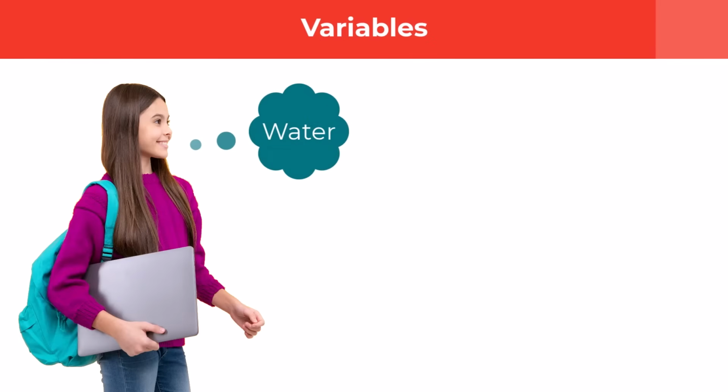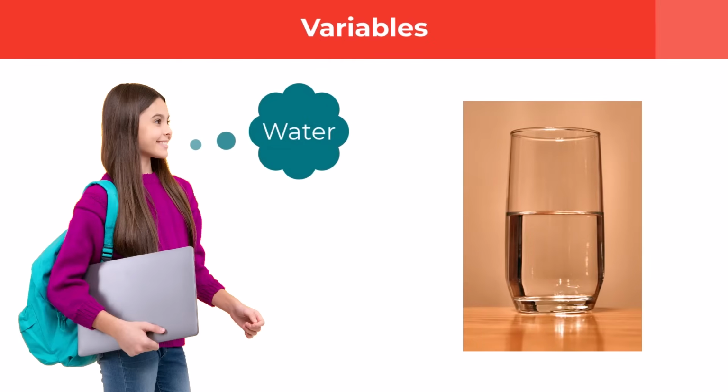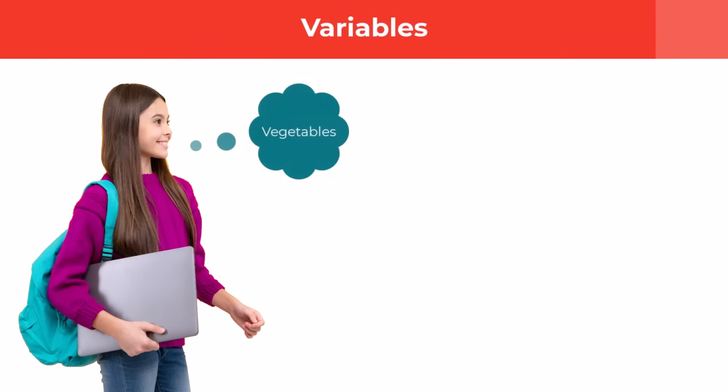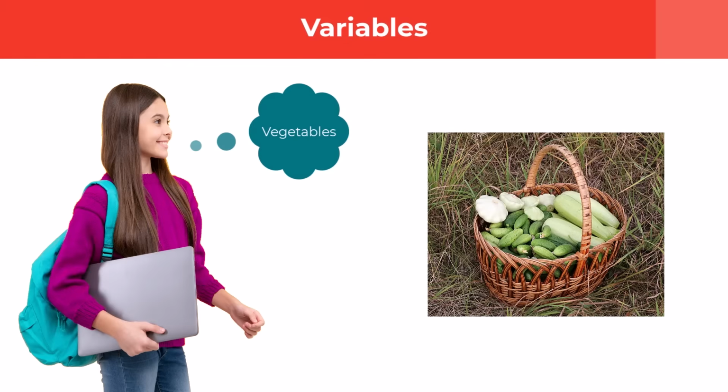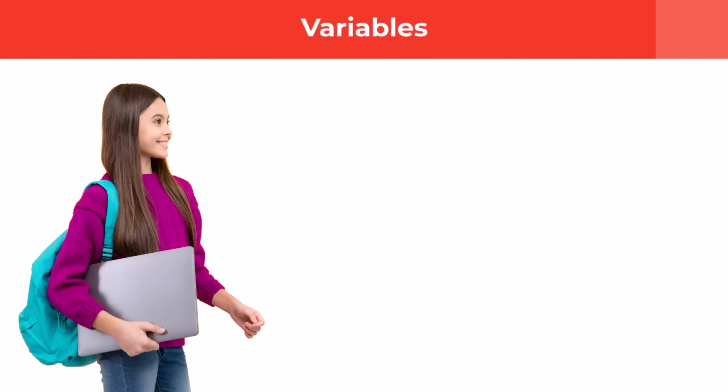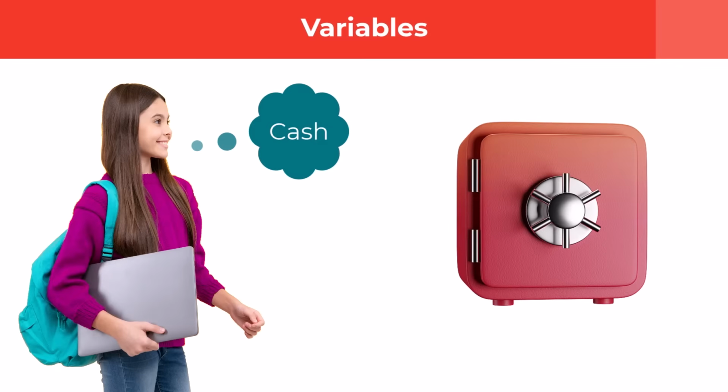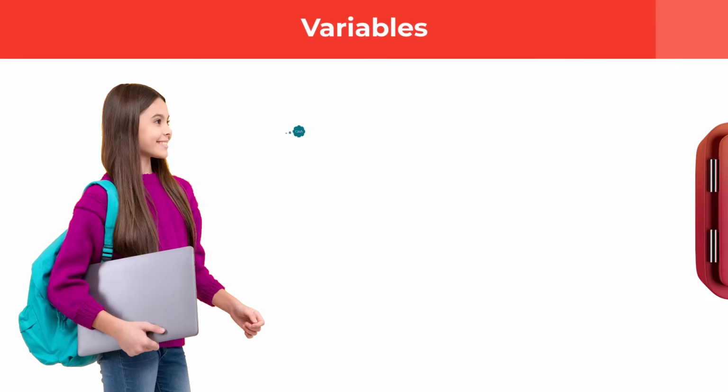If you want to store water, what do you need? Some sort of container, maybe a glass or a water bottle. What if you have some vegetables? You need some sort of container to store it. That's good. What if you have some cash? You need a locker to store this, right? So you need some sort of containers to store these physical items.